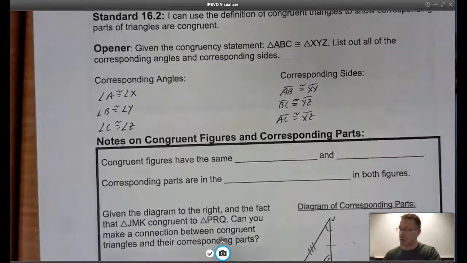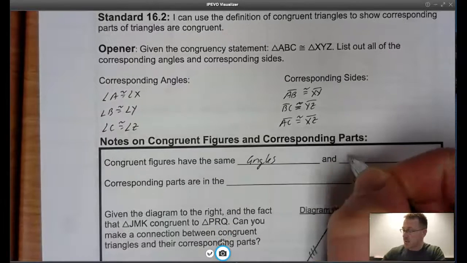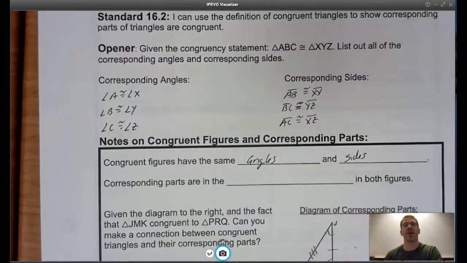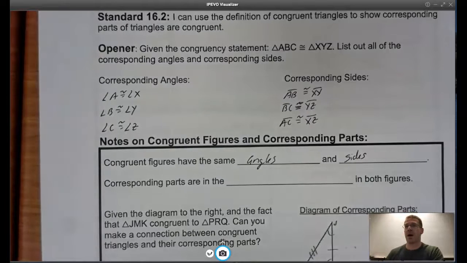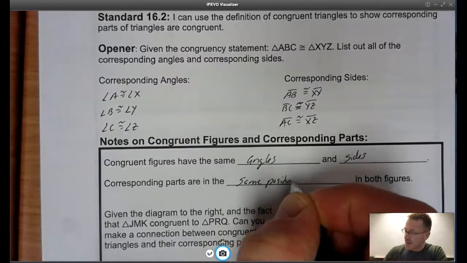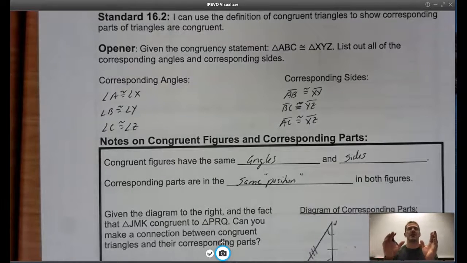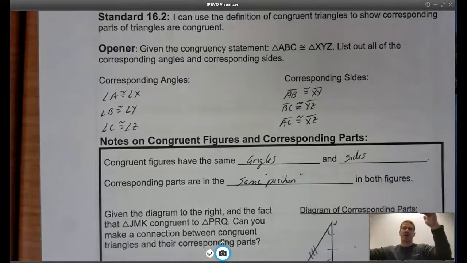So when we get to our notes here, notice congruent figures have the same angles and sides. Corresponding parts are in the same location, in the same position, however you want to say that. I'm going to put this in quotes because they may not be in exactly the same place, like on the top and the top, because the triangles could be orientated differently. So when we say the same position, that means if you draw them the same way.